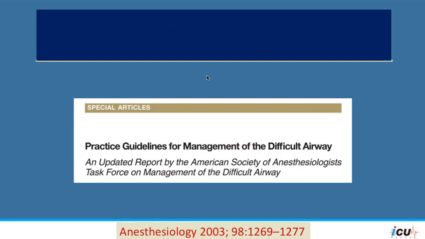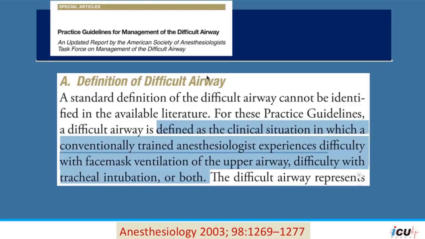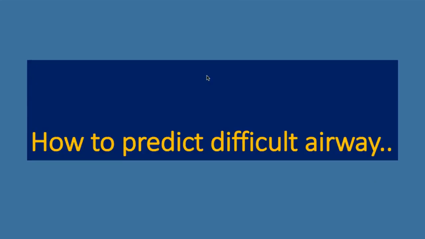Another definition from the American Society of Anesthesiologists defines difficult intubation as the clinical situation in which a conventionally trained anesthesiologist experiences difficulty with face mask ventilation of the upper airway, difficulty with tracheal intubation, or both. As you can see from the 2 definitions, you only know about difficult intubation after it has happened. But are there any ways to predict difficult intubation before you get into this hairy situation?